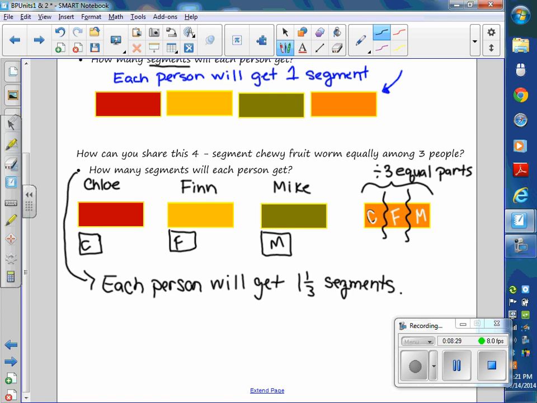So they each get 1 whole. This is the 1 whole, and then 1/3. This is the 1/3. 1 whole right here, and 1/3 right here. 1 whole, and 1/3. So together, 1 whole and 1/3 for each person. We say that's 1 1/3 segments.